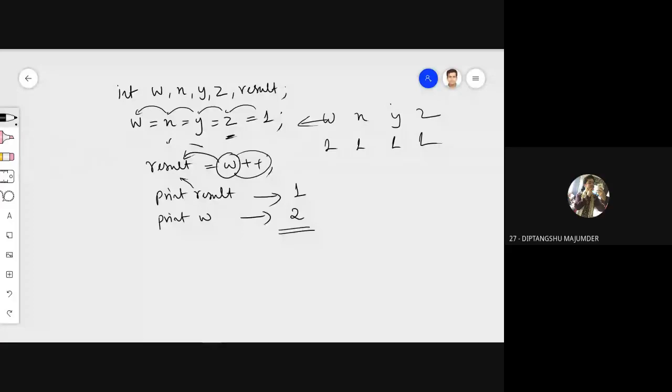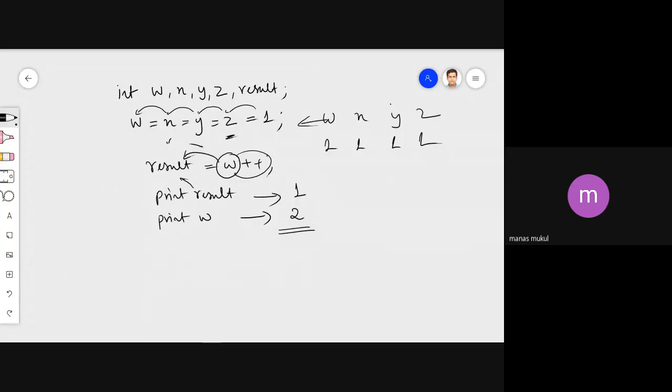Got it, sir. Okay, good, good. I hope everybody is clear with this. It's quite simple to understand. So I'm going a little fast here because there is not much of a concept involved.